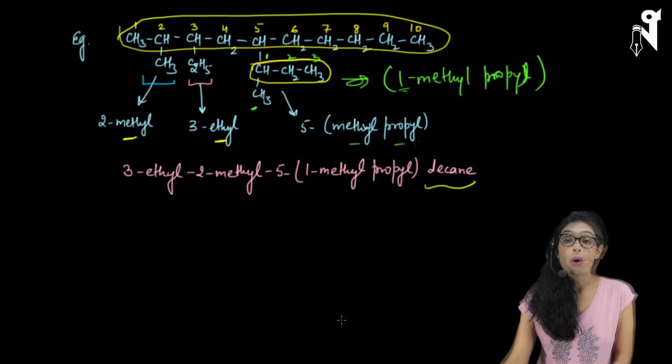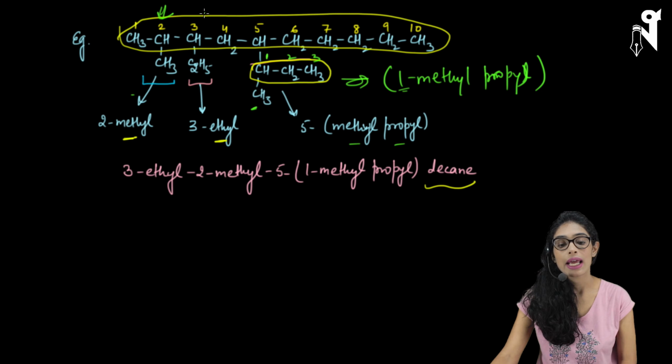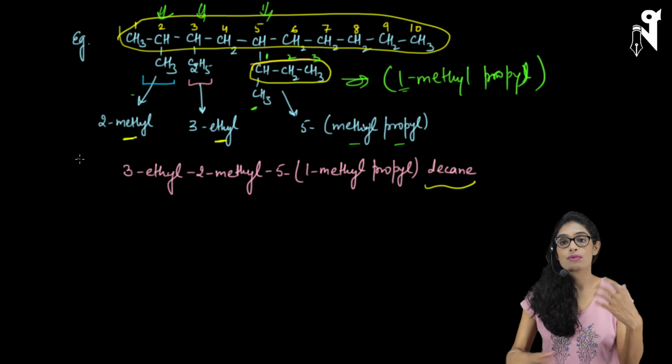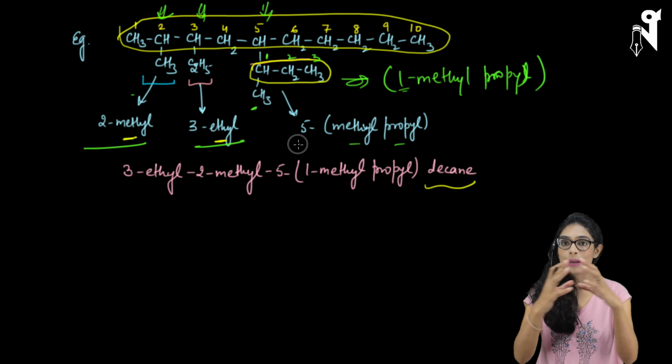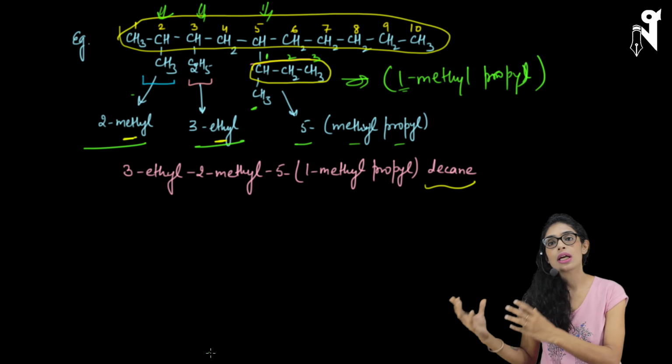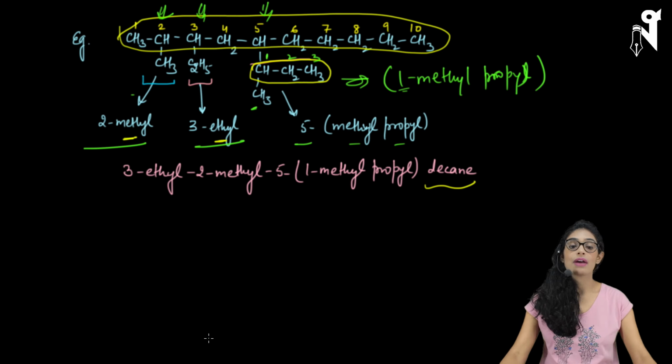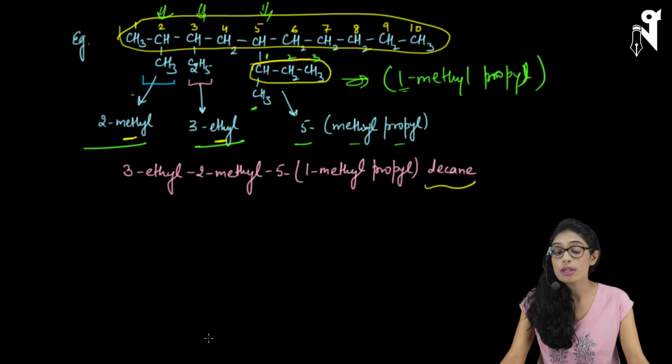Now, where these branches are present according to the chain: on the second carbon, your methyl is present. On the third carbon, your ethyl is present. On the fifth carbon, this complex branch is present. So we will write it as 2-methyl, 3-ethyl, and 5-methyl propyl. Now what we have to do is arrange them in alphabetical order and place them as prefixes along with the principal carbon chain.